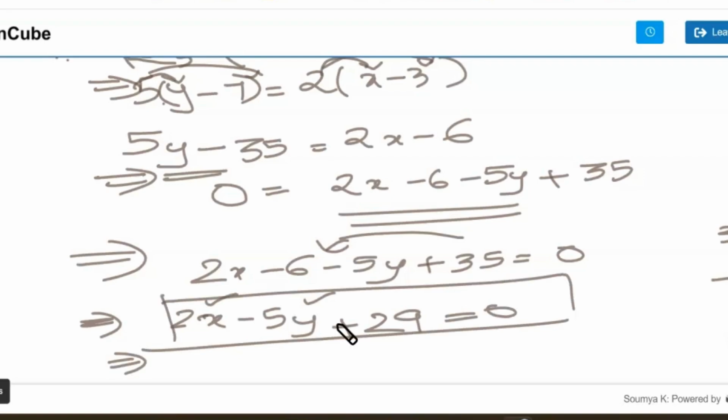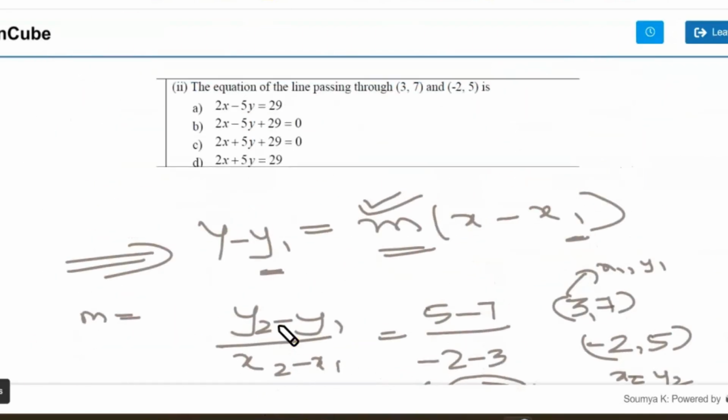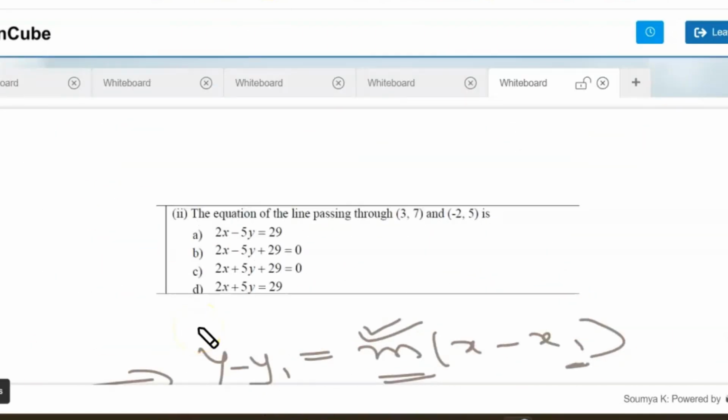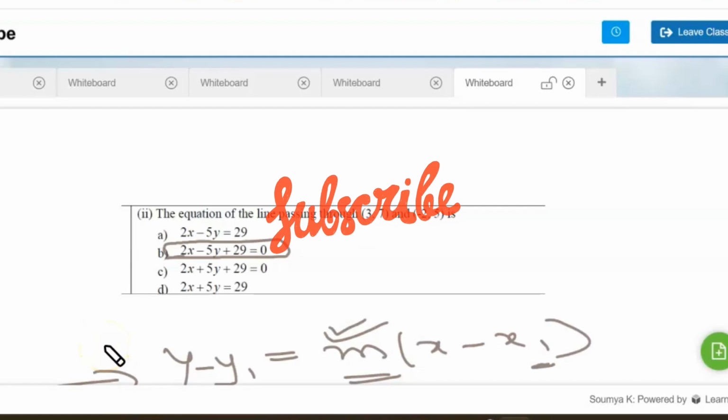Let's check the options: 2x minus 5y plus 29. This is the equation that is matching with your option. See, this option looks exactly similar to this one, but that is not the correct answer. The reason is, when you bring this 29 to the left hand side from the right hand side, it becomes minus 29. So the answer totally changes. So don't get confused. Just check your answer twice, so that a wrong answer is not given. Though it is a one mark question. Let's move on to the next question.